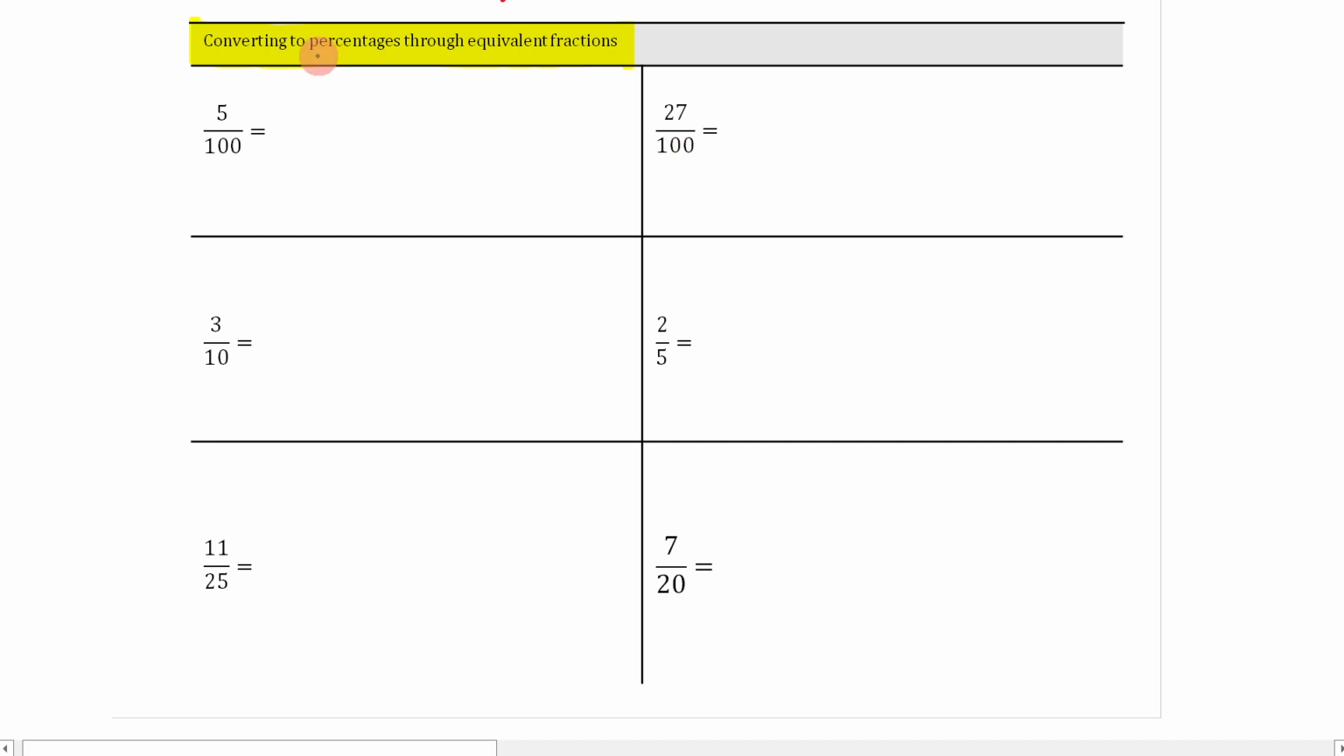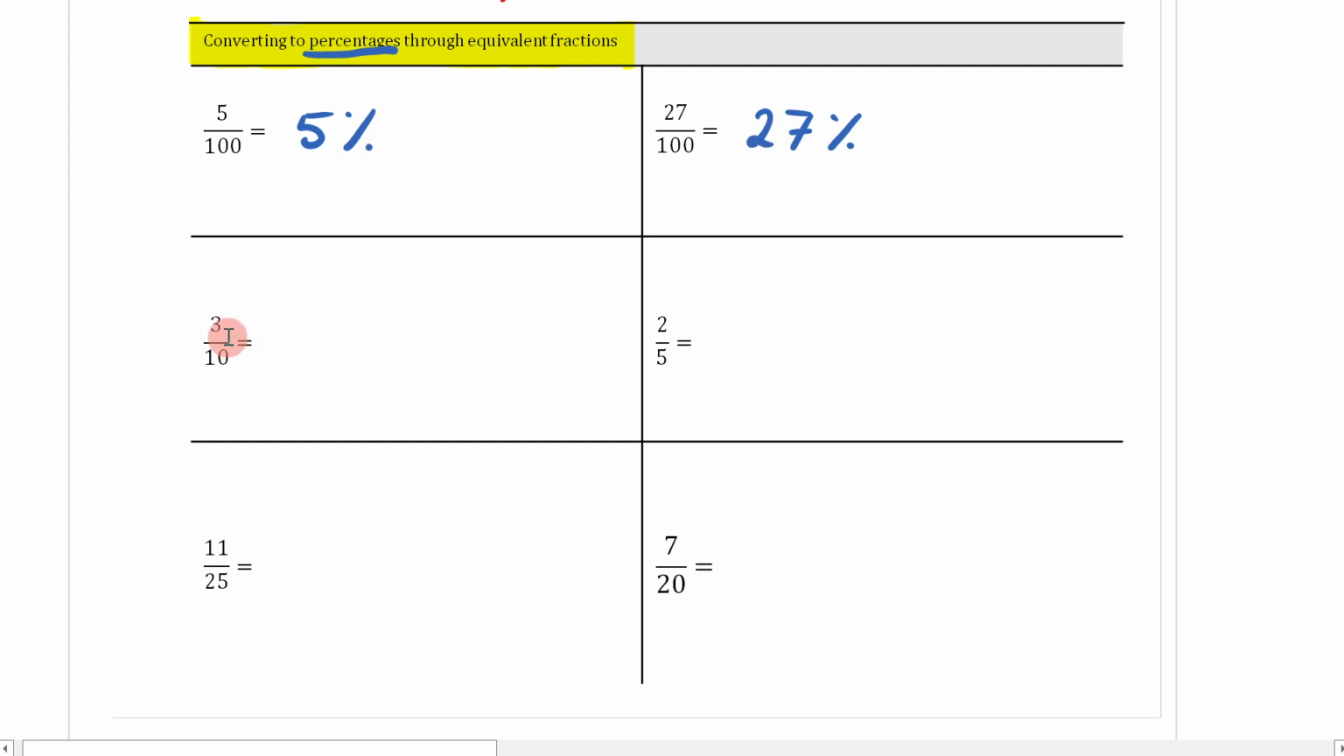Well, you know that a percent just means out of 100. So if I give you 5 out of 100, you should immediately recognize that this is 5%. If I give you 27 out of 100, you should immediately recognize that this is 27% because they're already out of 100. So the numerator simply goes straight there and it's a percentage.